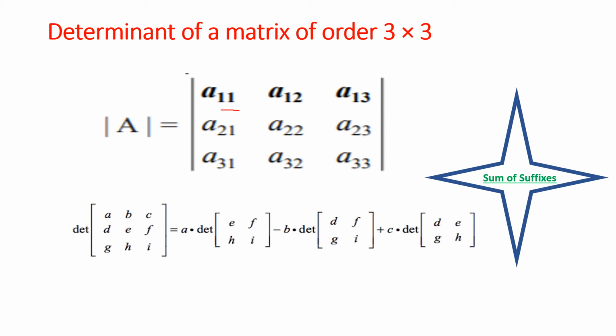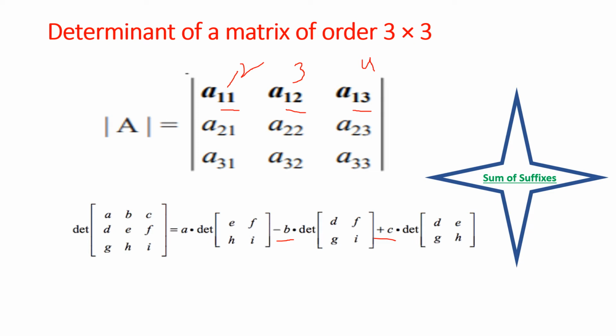See here, it is 1 1. So the sum is 2, which is an even number. Even means you put plus and odd means you put minus. Here it is 1 2. So the sum is 3, which is an odd number, so you put a minus sign outside, which is here. Next is 1 3. The sum will be 4, which is again an even number, so you will again put a plus sign.